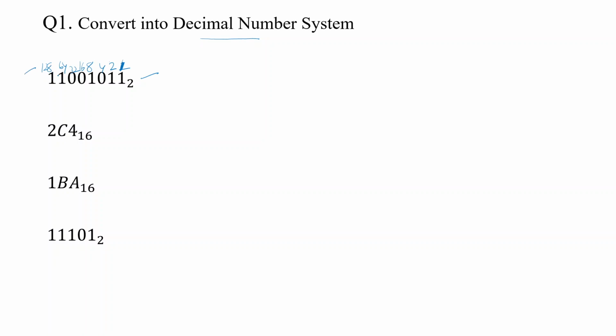Now I can add simply 128 plus 64. Then 32 into 0 is 0, 16 into 0 is 0, 8 into 1 is 8, 4 into 0 is 0, 2 into 1 is 2 and 1 into 1 is 1. If I add this, it is 130, 192 and 202. I think 203 will come. You can cross-check it. 192 plus 10 is 202, so 203. Okay.